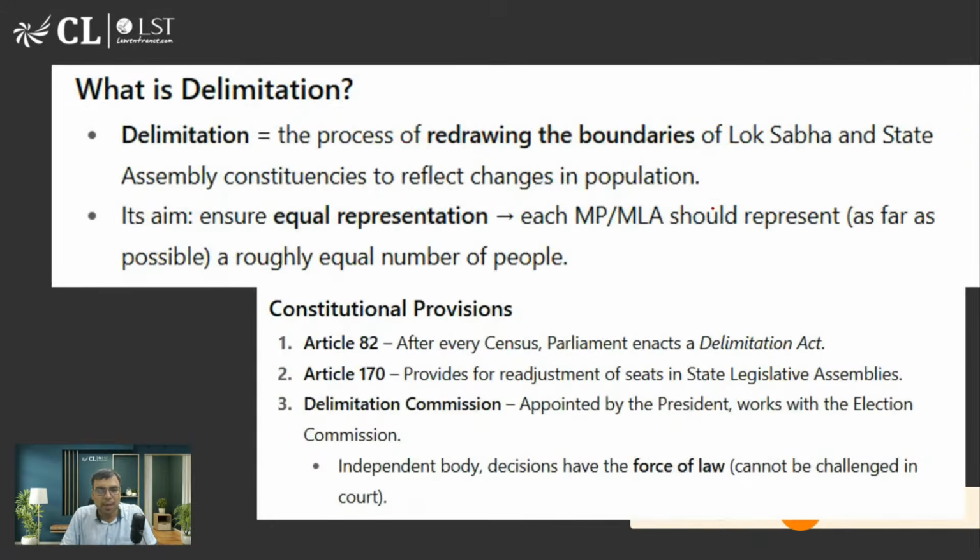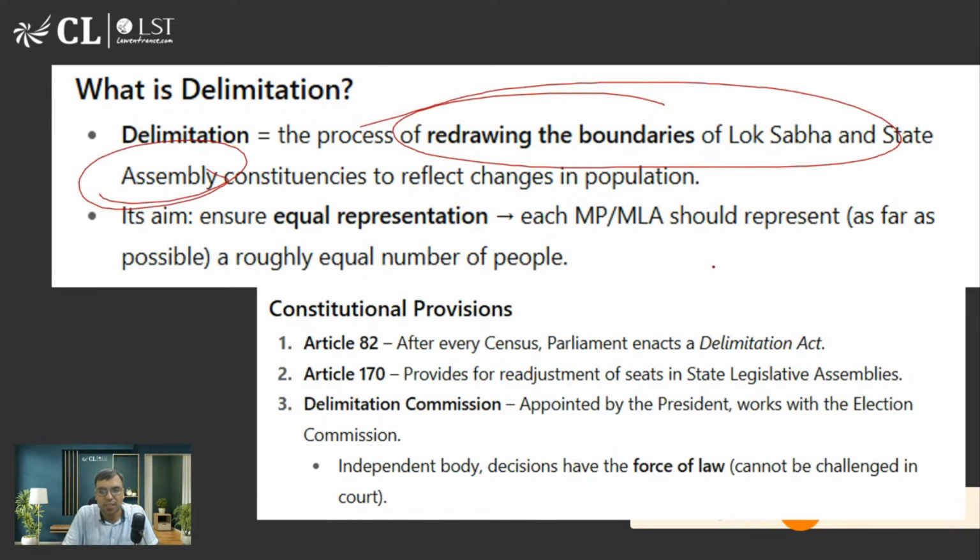Delimitation means redrawing the boundaries of the Lok Sabha and the state legislative constituencies. For example, suppose this is an area. Here there is 100 population, here there is 100 population, here there is 100 population, and here there is 100 population. So this will be given 1 MP seat, this will be given 1 MP seat, this will be given 1 MP seat, and this will be given 1 MP seat.